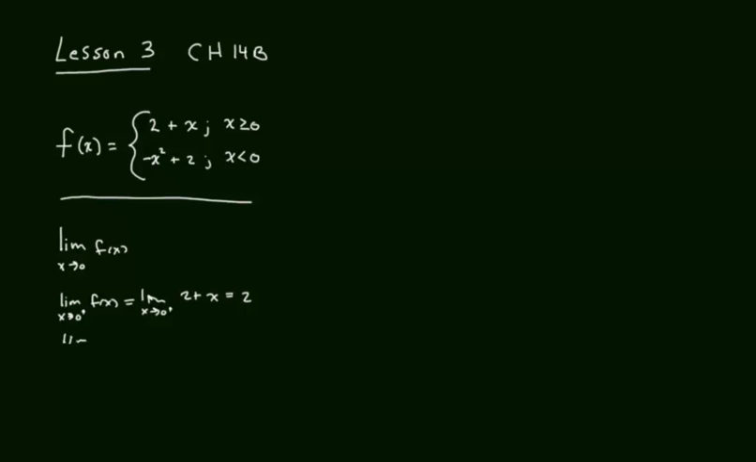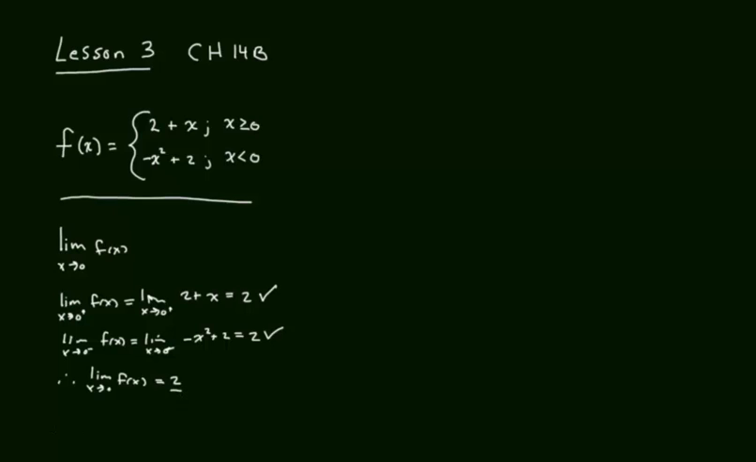And then we take the limit as x approaches 0 from the left of f of x, which is the limit as x approaches 0 from the left of negative x squared plus 2, which is also 2. As a result of these two, we would say the limit as x approaches 0 of f of x equals 2. Simple as that. Now, the limit from the right has to equal the limit from the left, and if they're equal to each other, it guarantees that the limit is equal to that value.